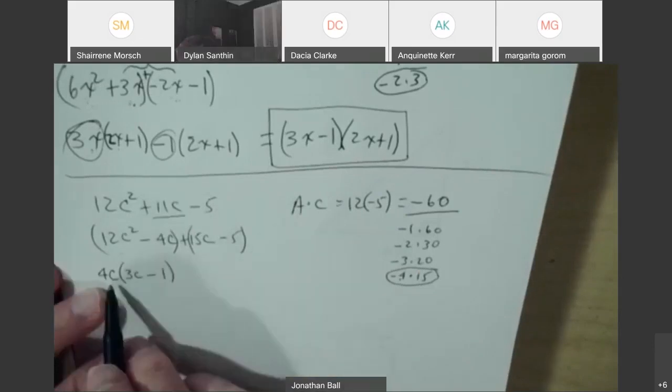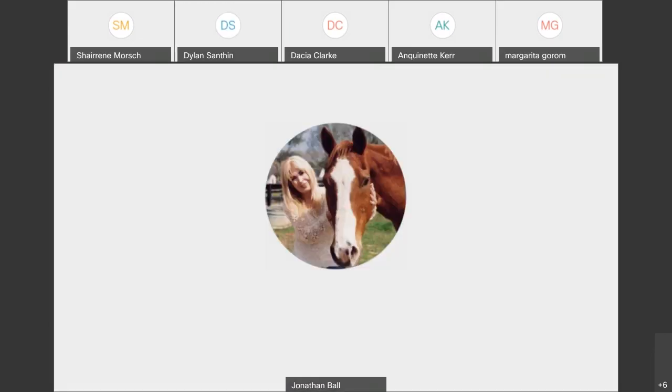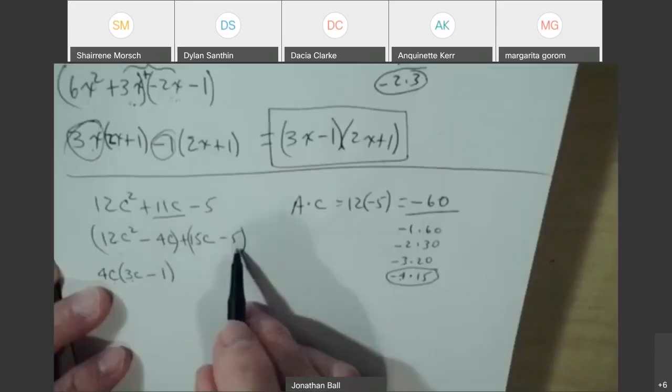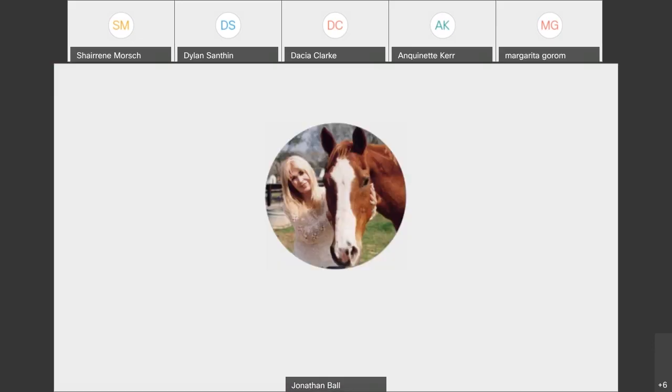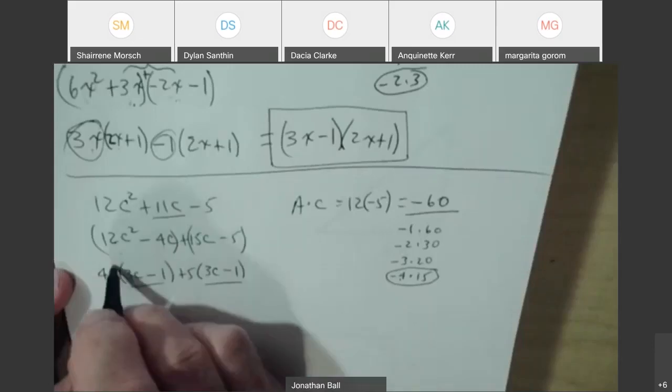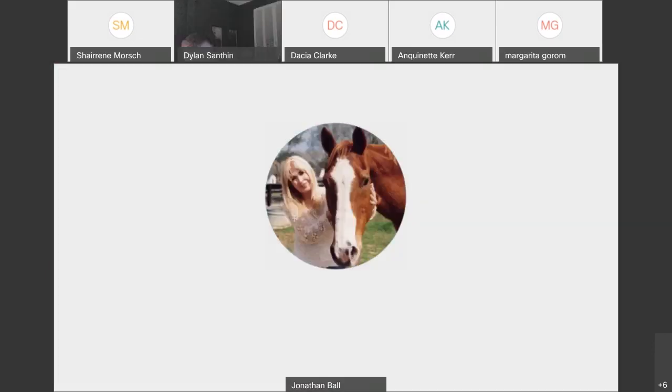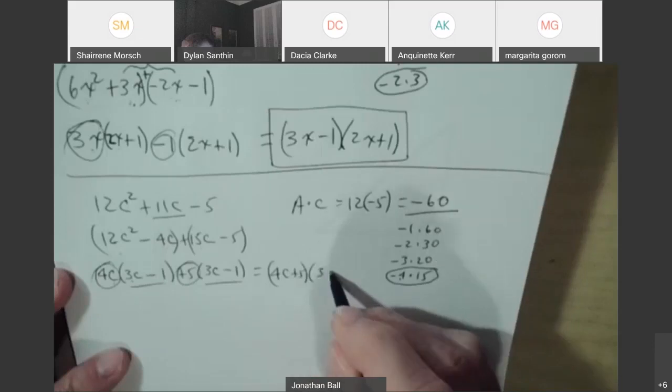Is that right? 3c times 4c is 12c squared. That's right. 4c times negative 1 is negative 4c. And we can factor out a 5 out of here. 3c minus 1. These two terms are the same. So we have 4c plus 5, c minus 1.